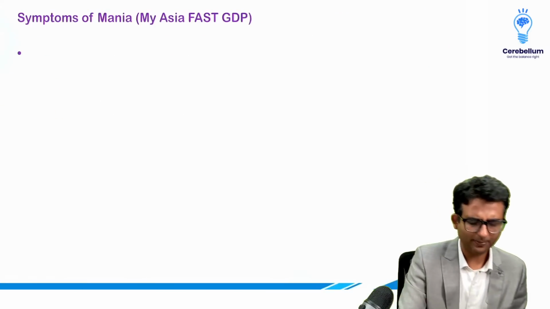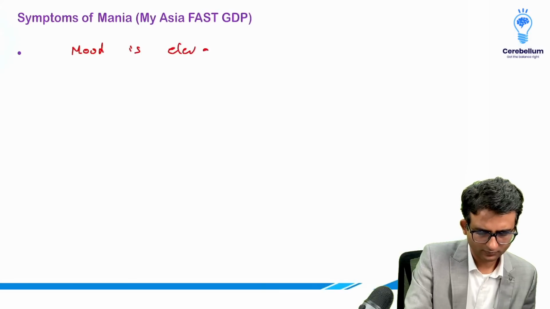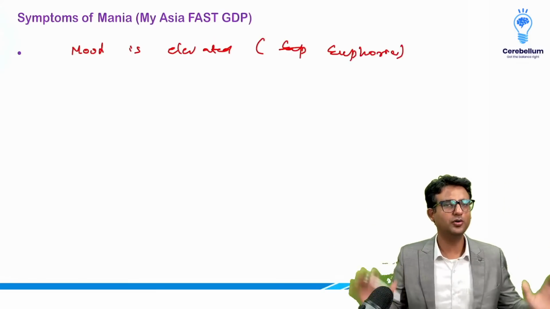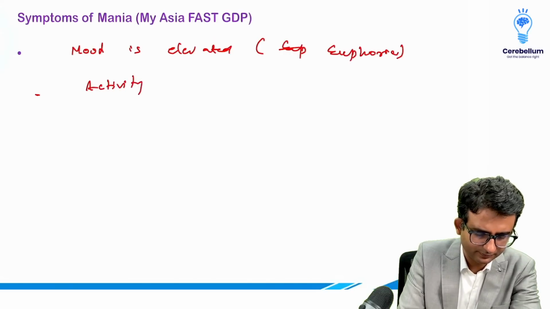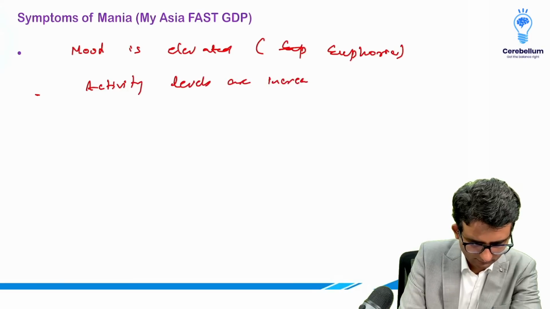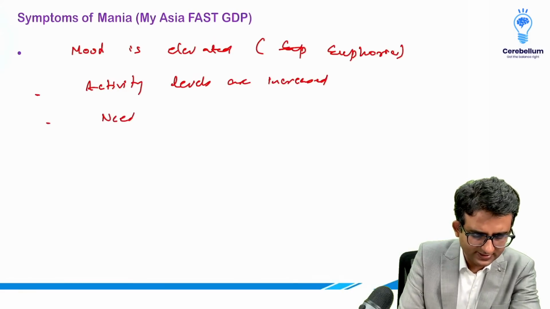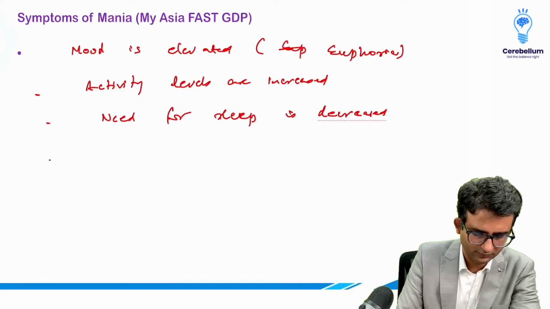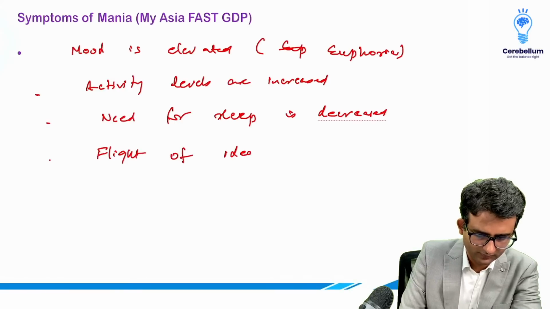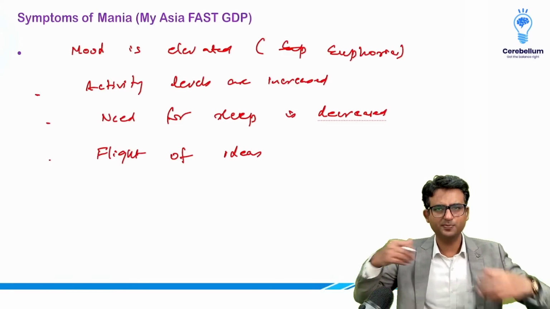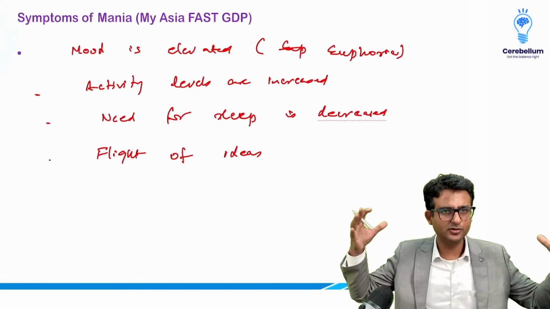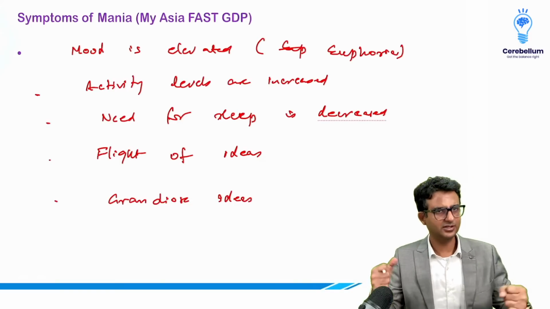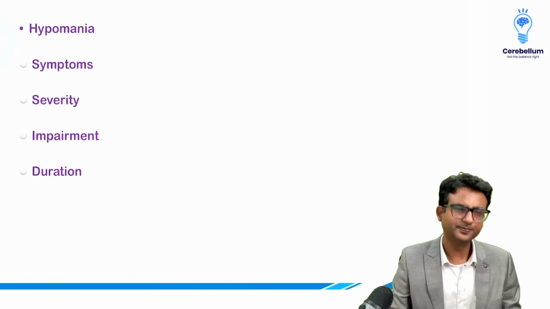So symptoms of mania, again, what will happen? The mood is elevated. Patient is euphoric. What is euphoria? Excessive happiness without any reason, right? Activity levels are increased. Need for sleep is less. There's flight of ideas, right? All of this is your mania symptoms, right? Patient is speaking a lot, patient is looking very happy, patient is doing a lot of activities, not sleeping, right? Making big plans, having grandiose ideas, thinking that I am very powerful, thinking I am very rich, like all those things. The question usually comes on the treatment part.